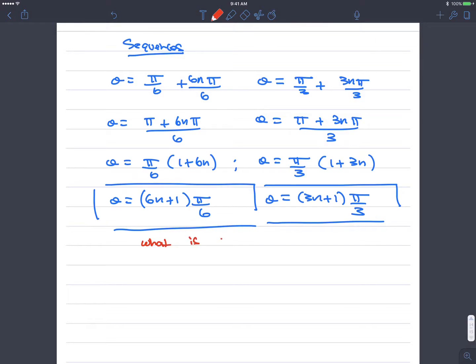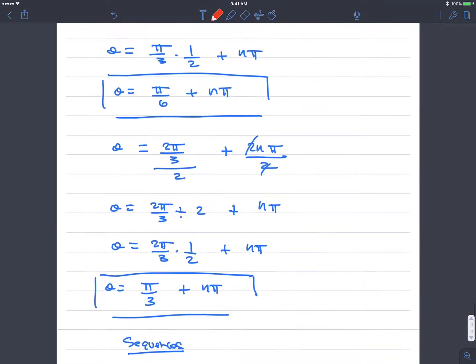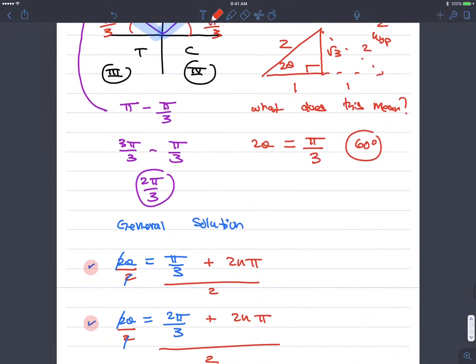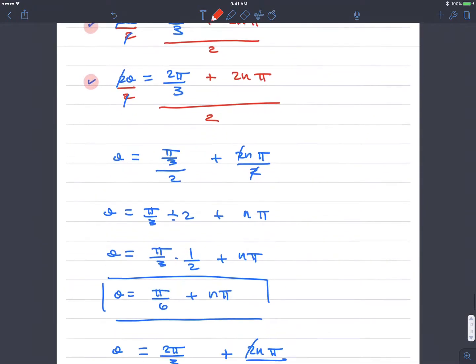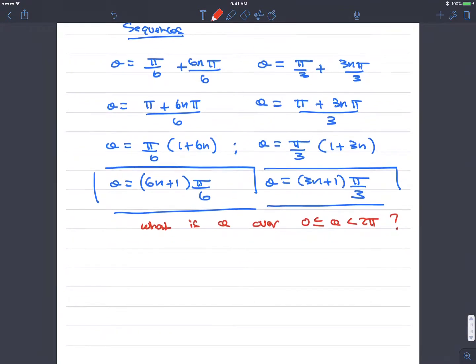What is theta over the interval from 0 to what? 2 pi. In other words, what are my solutions here to this original equation they gave us? Sine 2 theta is the square root of 3 over 2. How do we generate these particular solutions? So we're kind of working backwards.